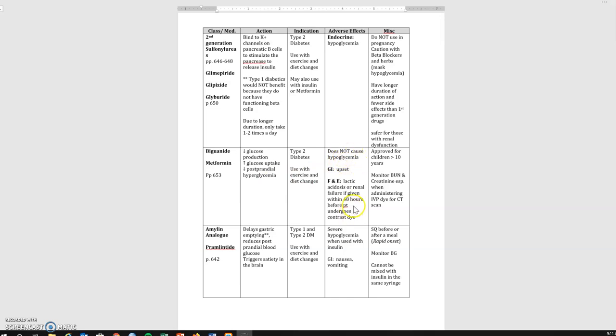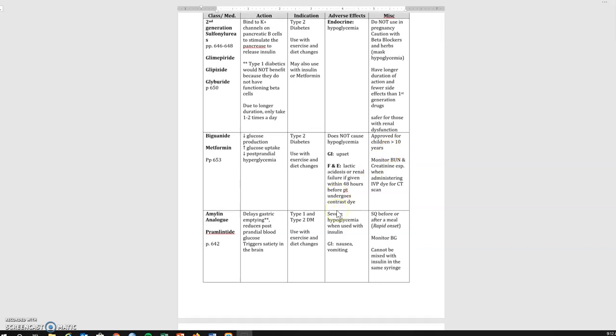The problem though with this drug is that if you are giving it to an individual who is going to undergo a procedure where they use contrast dye, the metformin must be discontinued 48 hours prior to having that procedure because of the impact on the kidneys. So individuals also need to be monitored for BUN and creatinine. Metformin is the oral agent that is approved for children 10 years or older.